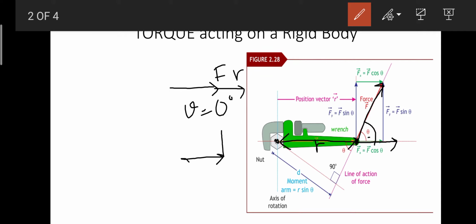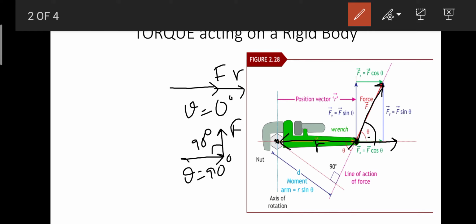What will happen if this is the moment arm, and the force applied is in this direction? They are having an angle of 90 degrees with each other. So theta would be equal to 90 degrees, sine 90 degrees would be equal to 1, so torque would be maximum in this case. We are now discussing a case when force and r are making an angle of theta, right?